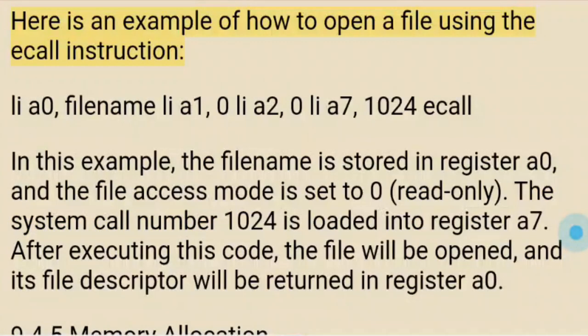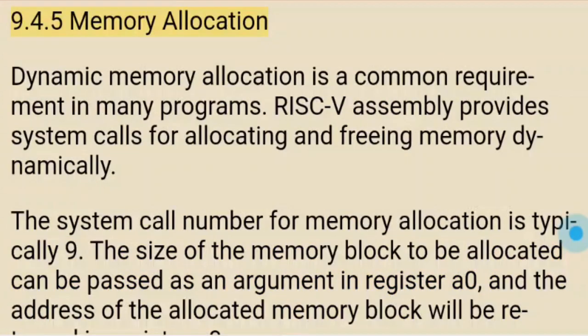Here is an example of how to open a file using the ecall instruction. li a0, filename li a1, 0 li a2, 0 li a7, 1024 ecall. In this example, the filename is stored in register A0, and the file access mode is set to 0, read only. The system call number 1024 is loaded into register A7. After executing this code, the file will be opened, and its file descriptor will be returned in register A0.